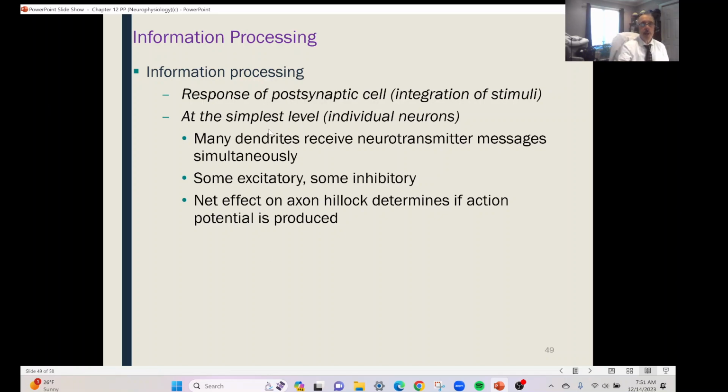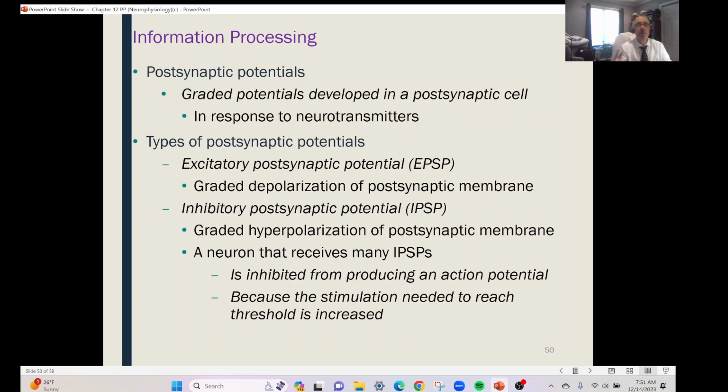At the simplest level, many dendrites receive neurotransmitter messages simultaneously. It's getting information from a lot of different neurons. Again, some could be excitatory, some could be inhibitory. The net effect on the axon hillock determines if the action potential is going to be produced or not. All right, so we have to do something called summation, which I'll talk to you about.